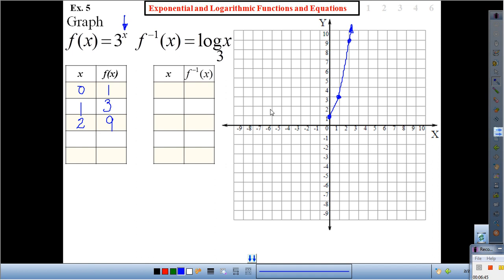All right, so what did we say? That the log was the inverse of this one. So I'm going to do this one with red. If you want to pause it so you can finish graphing, that's fine. So let's start with 0.